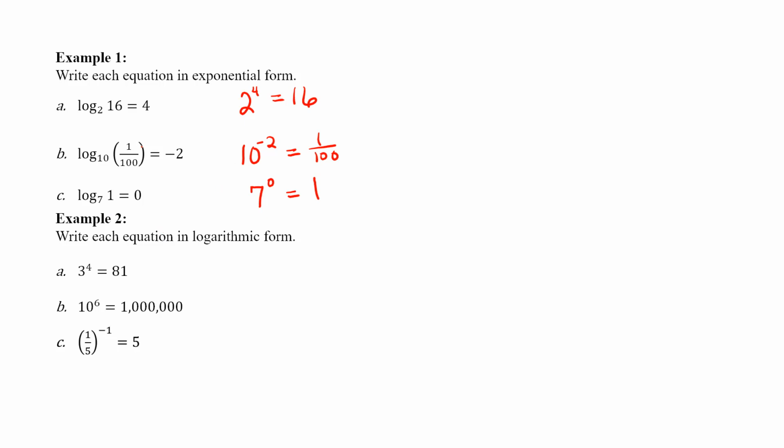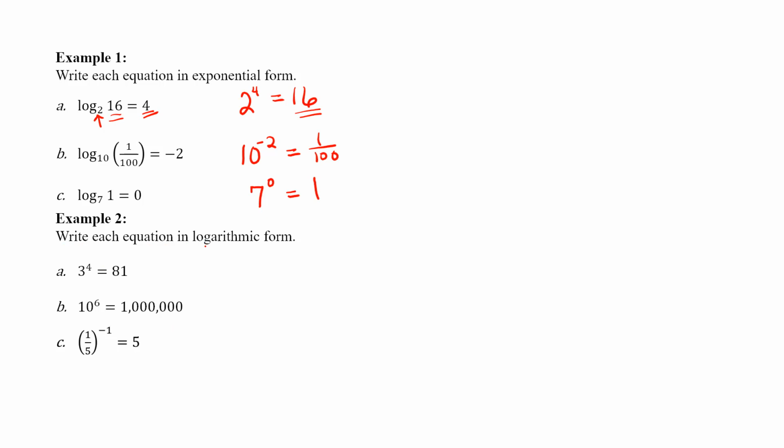So the two forms, you just have to get used to where the things go. So the base is the little number there. That's pretty easy. The exponent is on the right side of the equation, and the number is the argument.